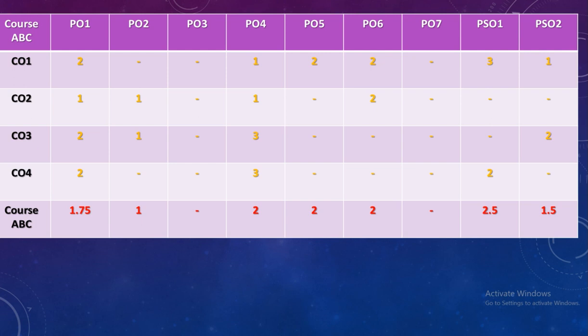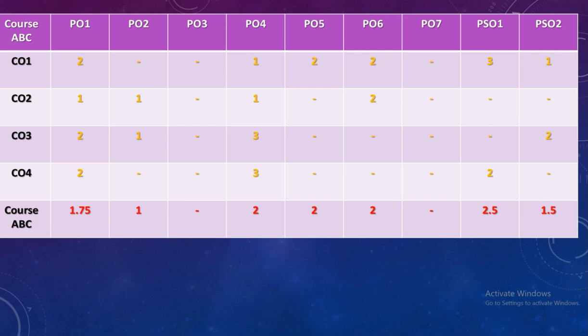So come to the second column, that is PO1 versus all the COs written over there. The teacher has examined that he can assign 2 marks, a moderate sort of relationship between the PO1 statement and the CO1 statement formulated by him. For CO2 statement, he has assigned 1 mark, a low level of correlation that he has identified. And now CO3 against PO1 statement, 2 has been assigned. For CO4, the value is the same.